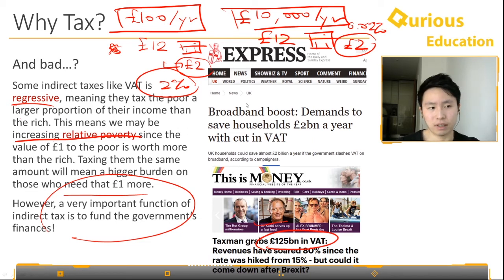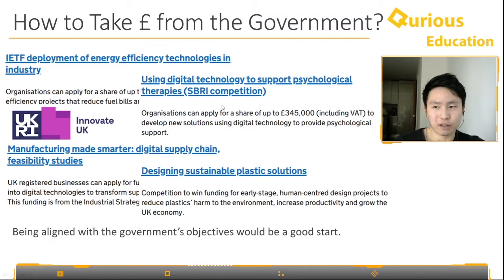Yeah. Okay. So you might think that you really hate being taxed and you don't like having money taken by the government. Then what are some ways to take money from the government instead? How can we earn money from the government? So apart from being a civil servant, you can try to take advantage of what we call their grants and subsidies. Yeah.